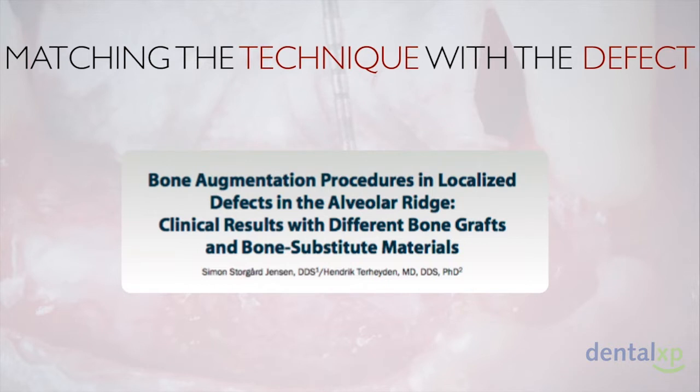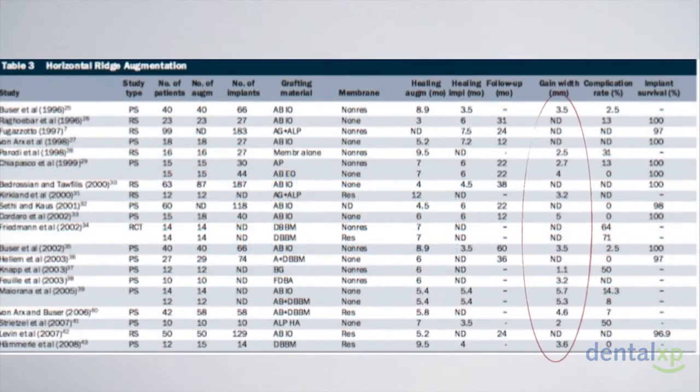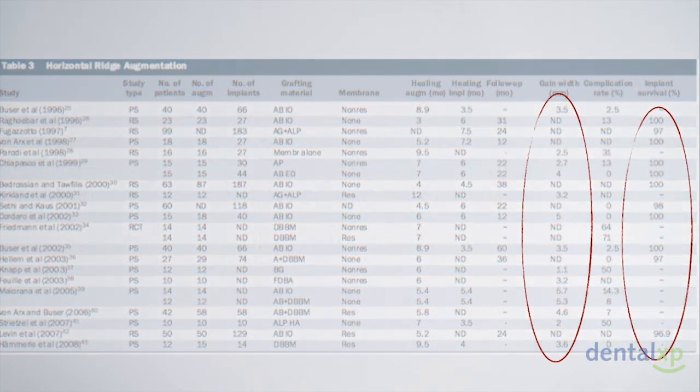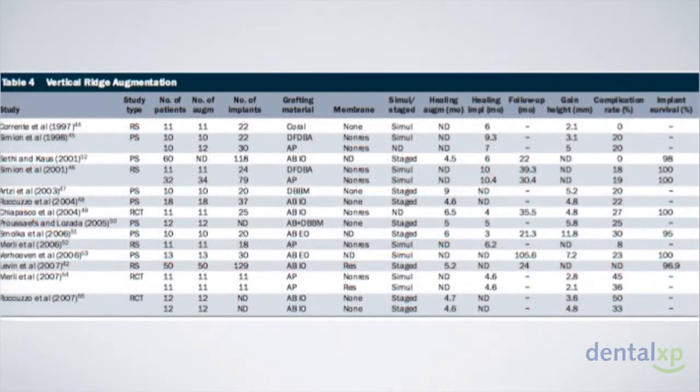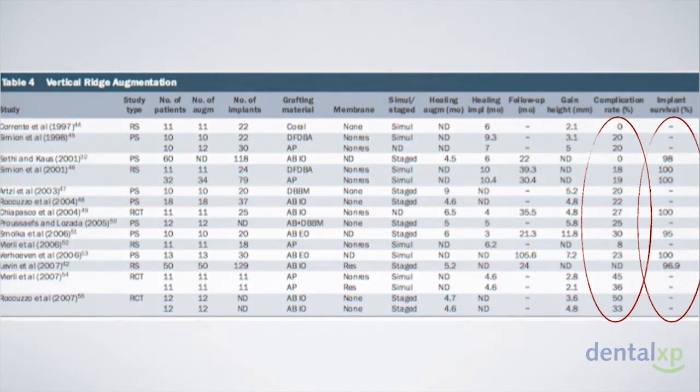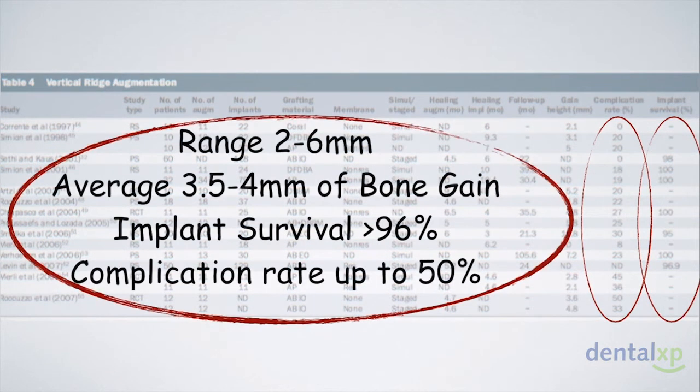This review performed by Jensen separated different augmentation techniques with different bone allografts and different types of autogenous bone according to horizontal and vertical ridge augmentations. What they found for horizontal ridge augmentation was that the range of bone gain was about 2 to 6 millimeters, with an average of 4 to 4.5 millimeters of horizontal bone gain and a high implant survival for all techniques.